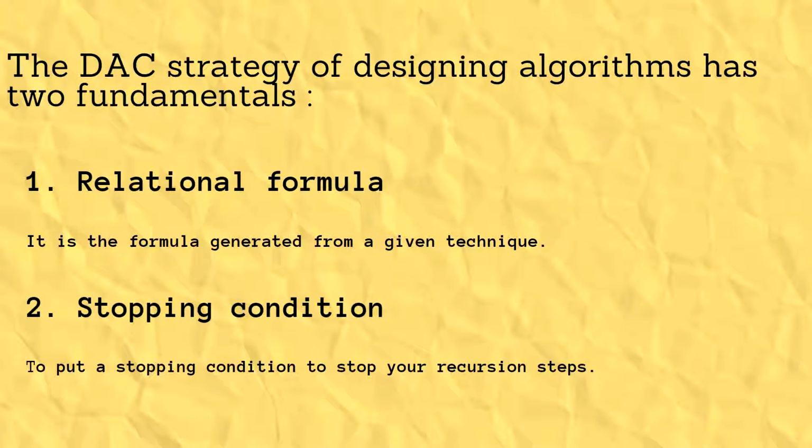Okay, so the divide and conquer strategy of designing algorithms has two fundamentals. First is the relational formula. It is the formula generated from a given technique. After generating the formula, we apply the divide and conquer strategy to break the problem into many subproblems and then solve them individually. Second is the stopping condition. When you divide the problem by divide and conquer strategy, you need to understand how long you have to keep dividing. You have to put a stopping condition to stop your recursion steps.